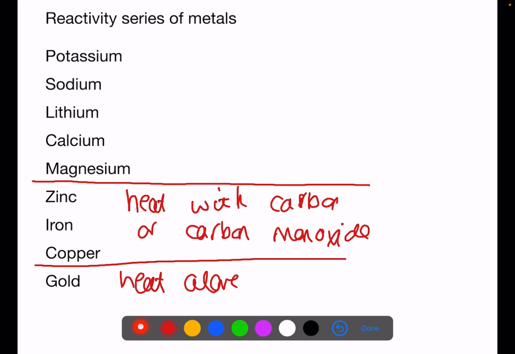For the most reactive metals, this is not enough. For the most reactive metals, we need to use something called electrolysis. In this case, we melt down the ore until it's a liquid, and then we put in carbon rods and we pass electricity through the molten liquid. This then allows you to separate the metal ions and the non-metal ions. The metal ions will then be attracted to the negative electrode and you'll produce the metal by itself. This takes a lot of energy.